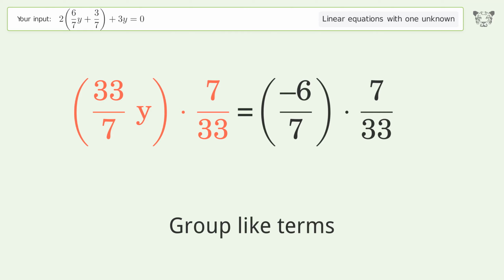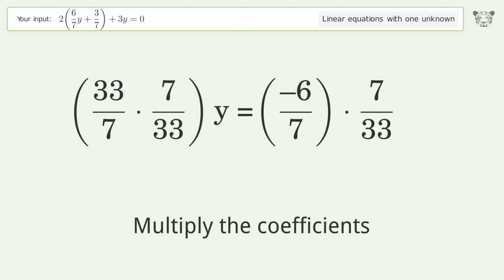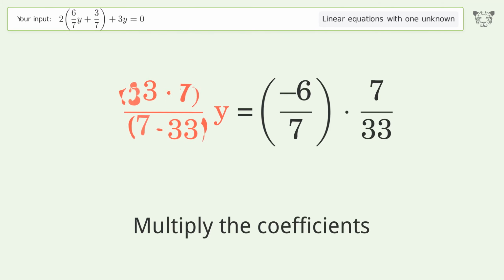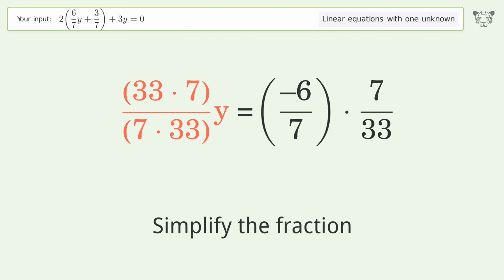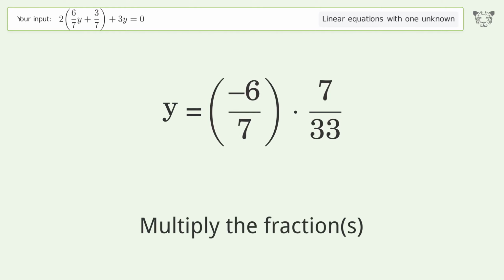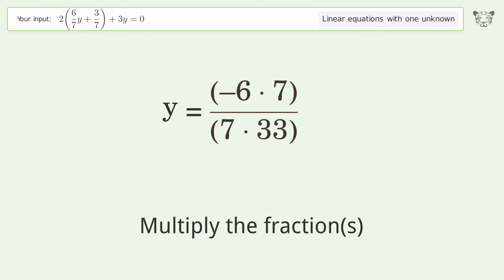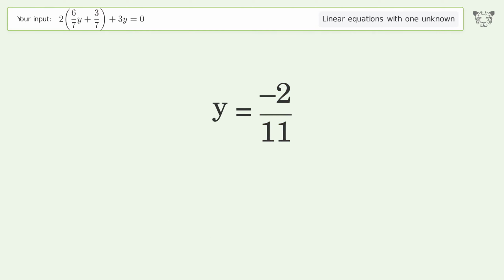Group like terms. Multiply the coefficients. Simplify the fraction. Multiply the fractions. Simplify the arithmetic. And so the final result is y equals -2/11.